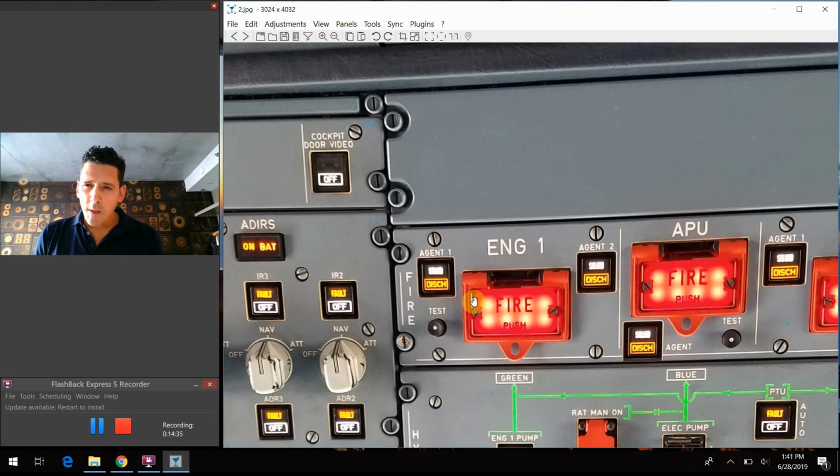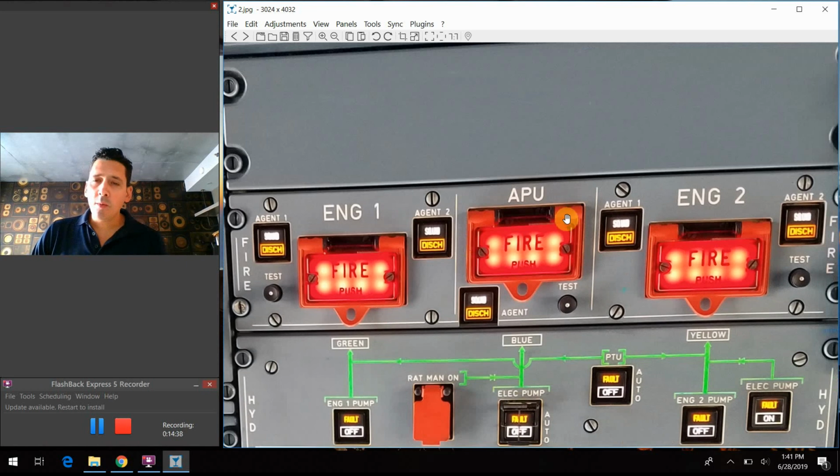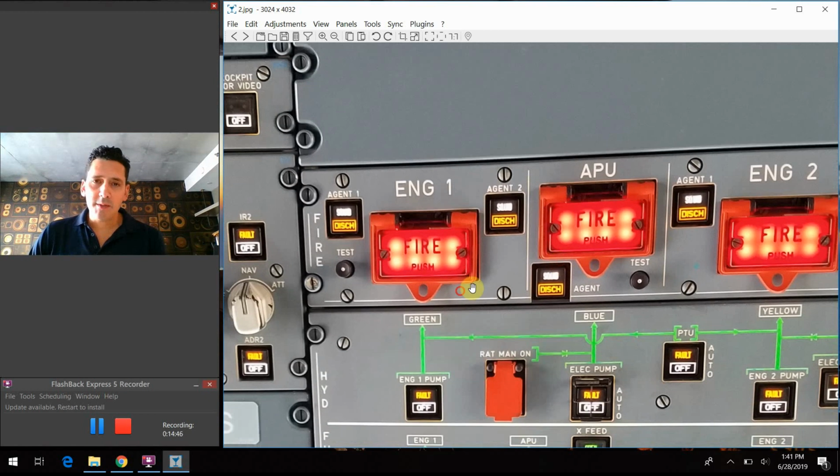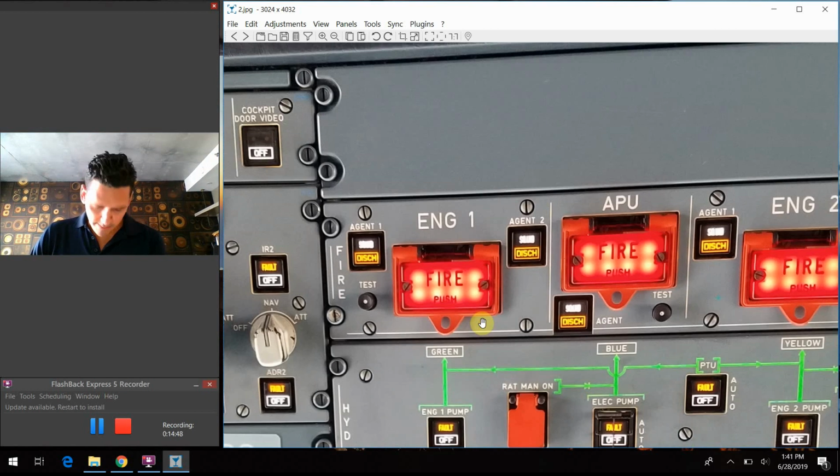So the APU one works more or less in the same way. Like we said, it's just that there's only one extinguishing agent in association with the APU compartment there. And like I said, there are all these internal actions that occur when you press this button that I wanted to highlight and give you a little bit more detail on. So, all right, let's talk about when you hit the test button.